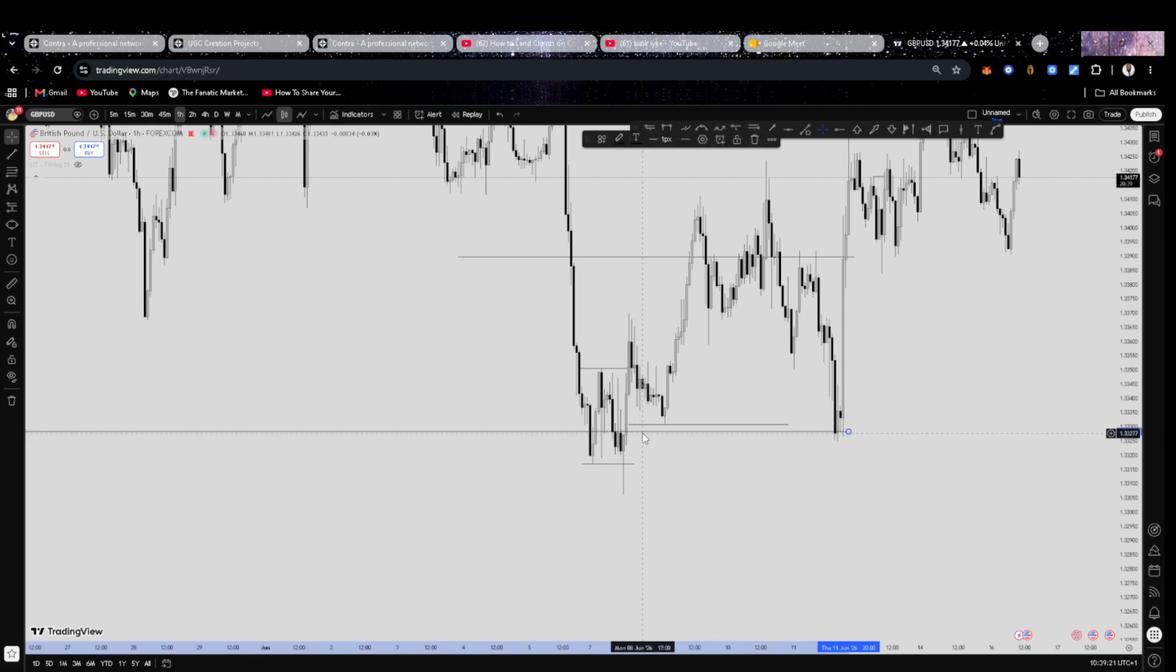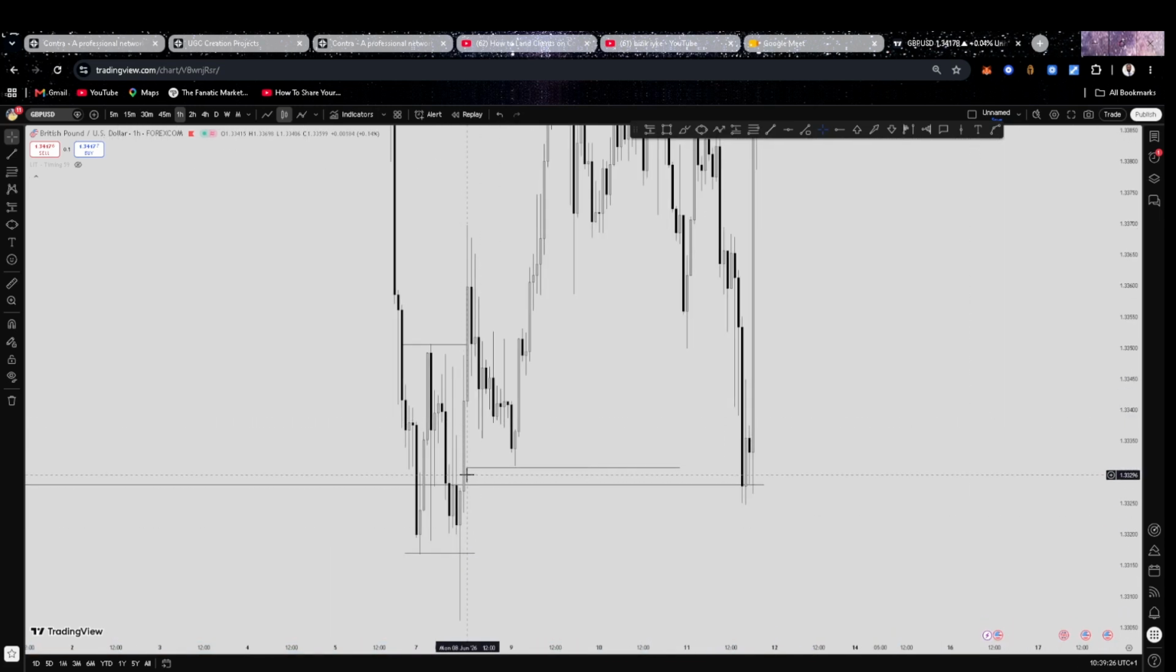This is a breakout block with a fair value gap. You see, this is a breakout block with a fair value gap. Can you see the fair value gap? And this is liquidity. A breakout block and a fair value gap.